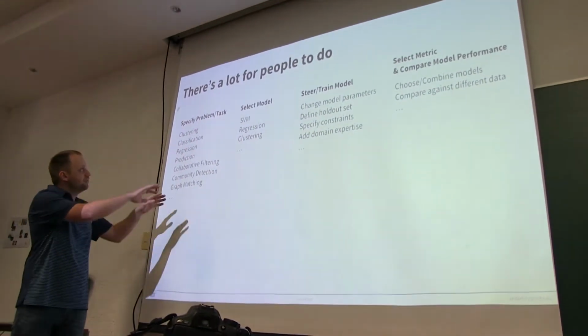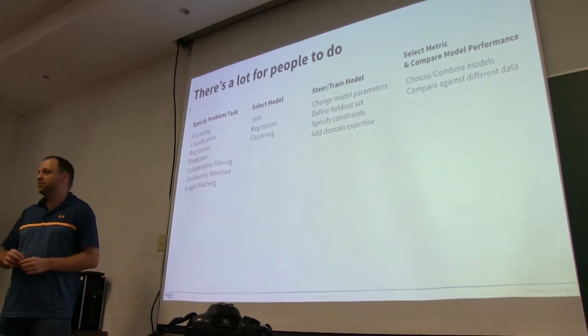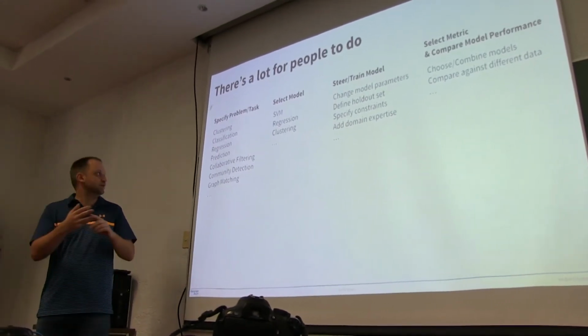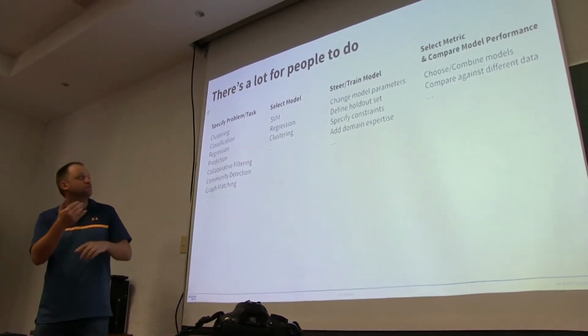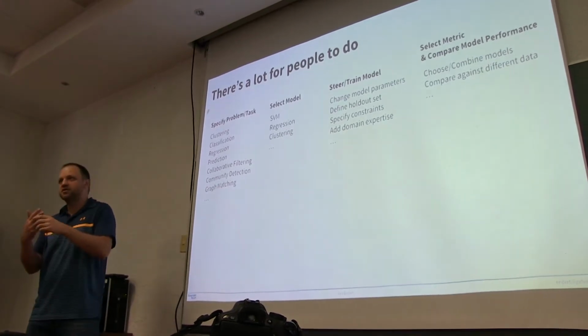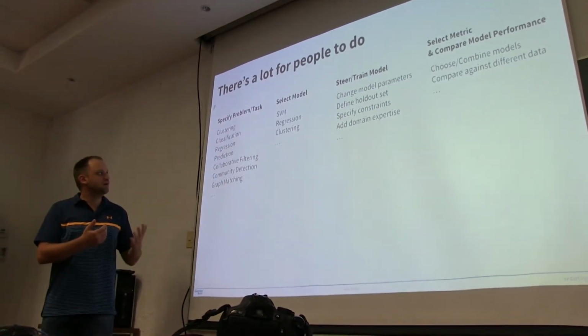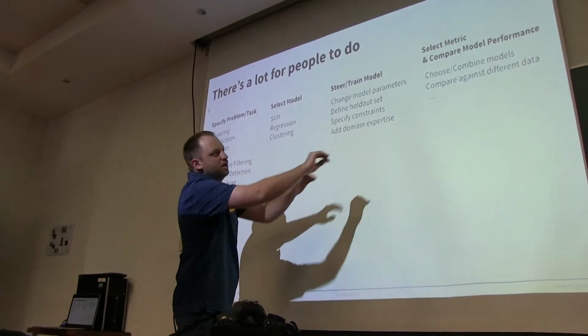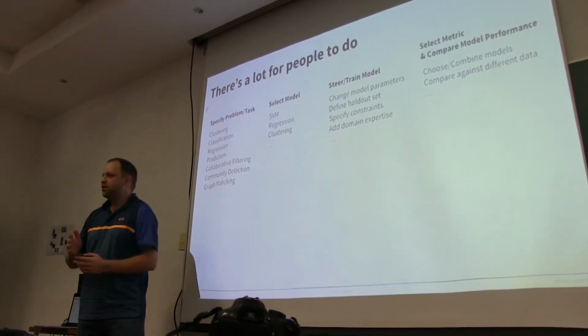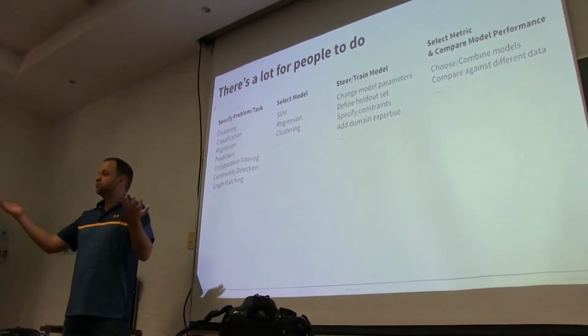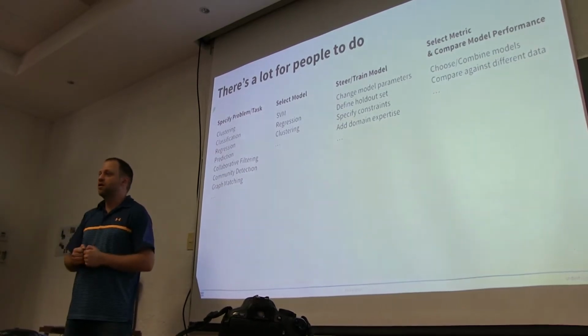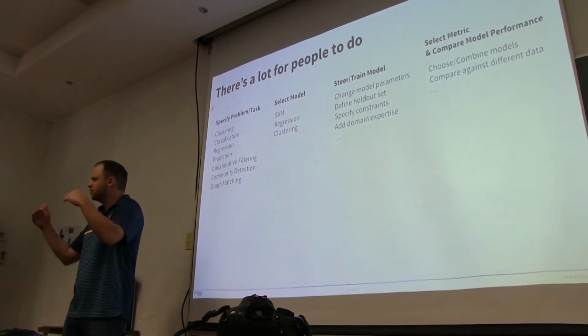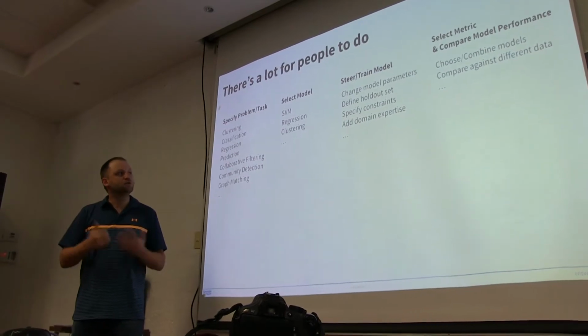So we have a lot of things about just specifying the problem. Is it clustering? Is it regression? Is it prediction? Is it collaborative filtering? Community detection? Graph edge detection? There's a whole bunch of things you can use, all the way over here to finally saying, well, okay, I ran my model generator and generated 100 models. Which one do I use? They all have 99% accuracy, but they're all different in specific ways. So what do I do?